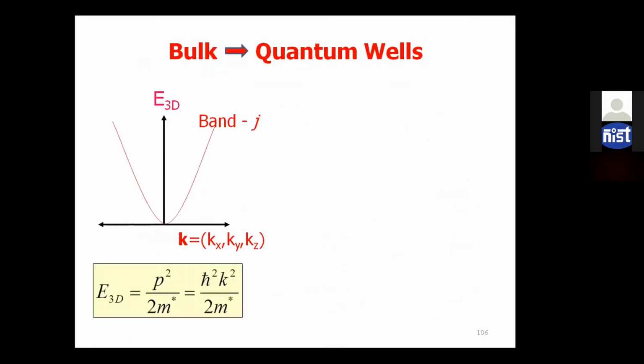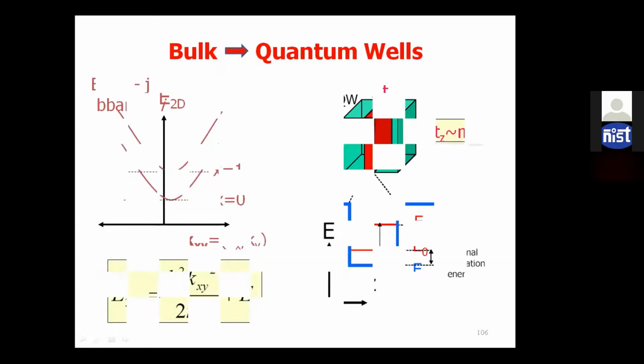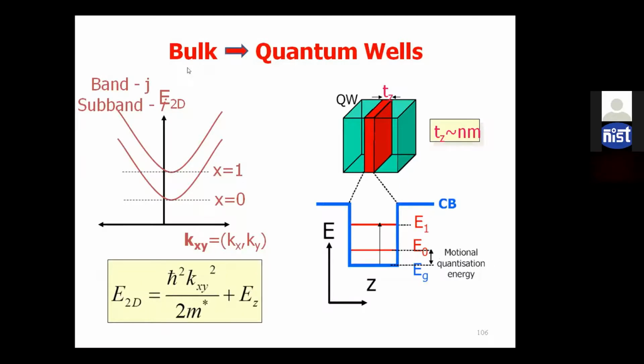So as I explained, in bulk the energy is h cross square k square by 2m, and you can take k as a function of kx, ky, kz. However, if you take a two-dimensional system, now k is a function of kx and ky, and motion along z direction is confined. So the energy is Ez plus h cross square k square by 2m star, and you will get this quantum well. So now the electron can move only along the xy direction, because along z it is confined.